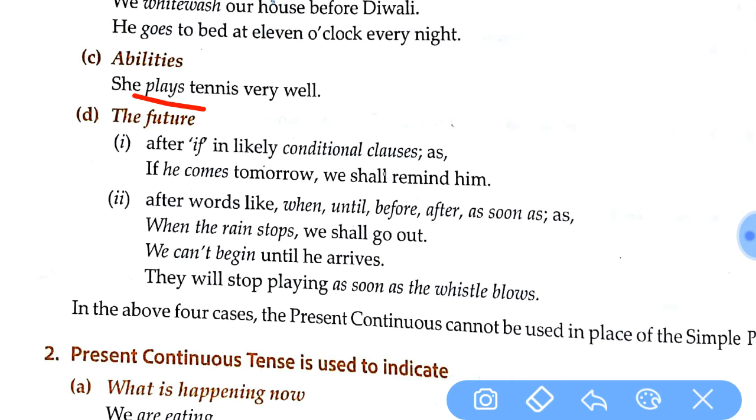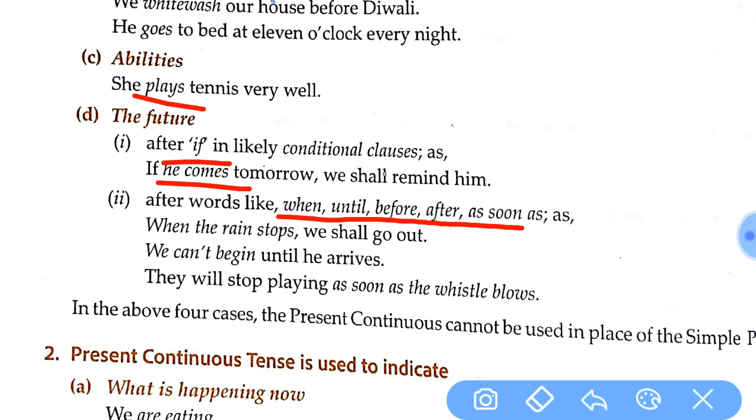Now we have the next one, the future. After if, the if conditional clauses that we have learned in class 8, we use a simple present tense. For example, if he comes, we shall remind him. So whenever we have other conditional words like when, until, before, after, for all these, the first part will always be the simple present tense.